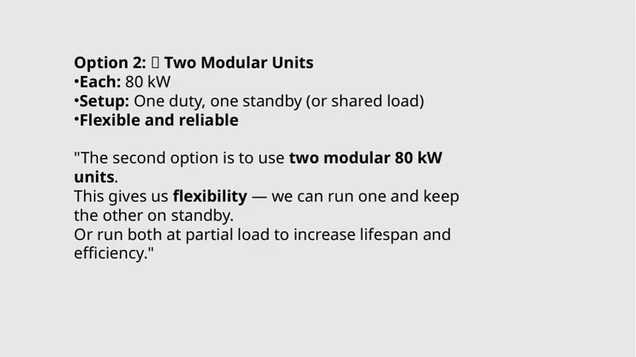The second option we're looking at involves using 2 modular units, each with a capacity of 80 kW. What's great about this setup is the flexibility it offers us. We can operate one unit while keeping the other on standby, ready to step in if needed. Alternatively, we can run both units at partial loads, which helps us increase their lifespan and improve overall efficiency. This approach really aligns with our goal of creating a reliable, adaptable system that can be tailored to different operational demands, ensuring we maintain optimal performance while managing maintenance and energy use effectively.